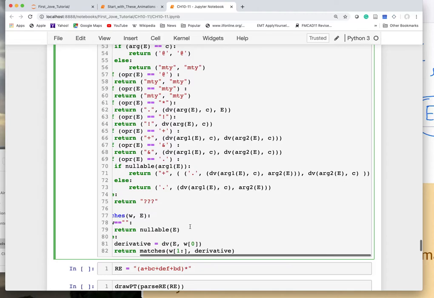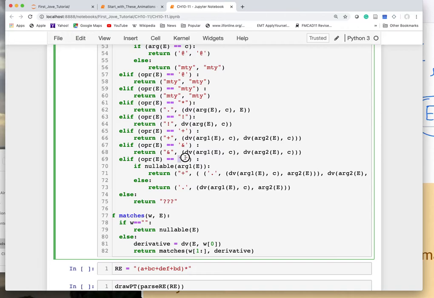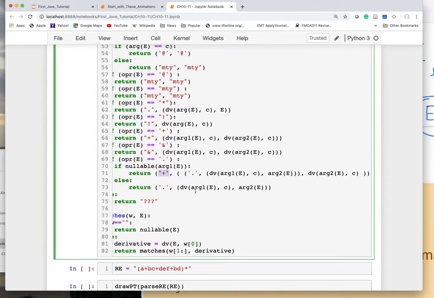There's the nullability testing. If the operator is concatenation of two regular expressions, then I ask if the first regular expression is nullable. Then what I build is two cases which are disjuncted. The first case is the derivation of arg1 of E with respect to C. And I simply keep the arg2 unprocessed, build a concatenation form. But then, since it's nullable, there is a way to derive out of the second also. And I put a disjunction form. Otherwise, if it is not nullable, then I have to derive out of the first. Can't touch the second.